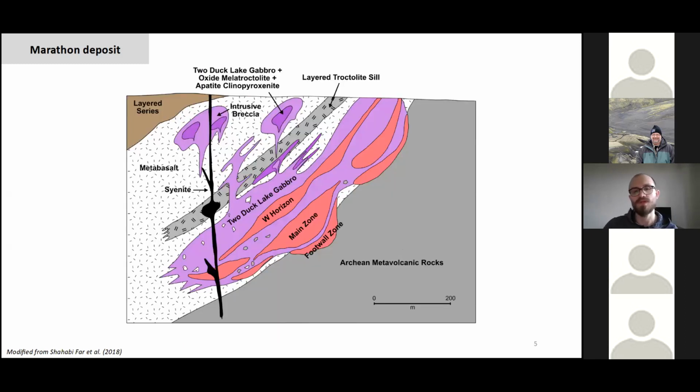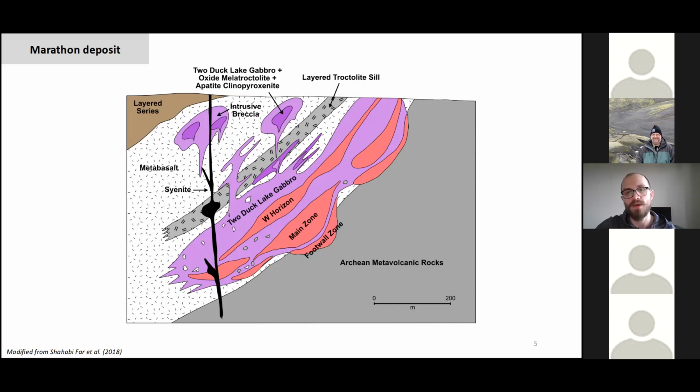Most of the work that has been done on the mineralization in the eastern gabbro focused on the Marathon deposit. Mineralization here and elsewhere throughout the eastern gabbro is largely restricted to the Tuduck Lake gabbro, which is a coarse to pegmatitic gabbro that exhibits a subophitic texture with cumulus plagioclase and interstitial pyroxene and magnetite.